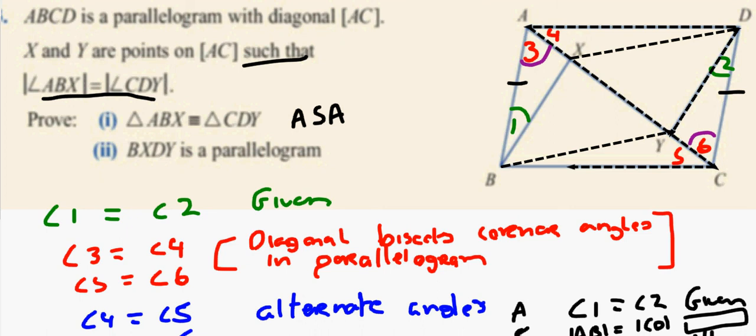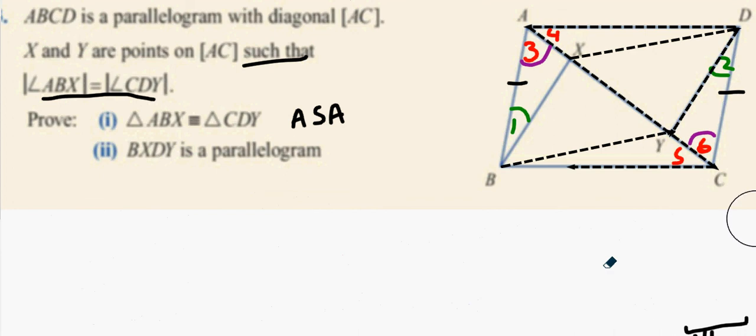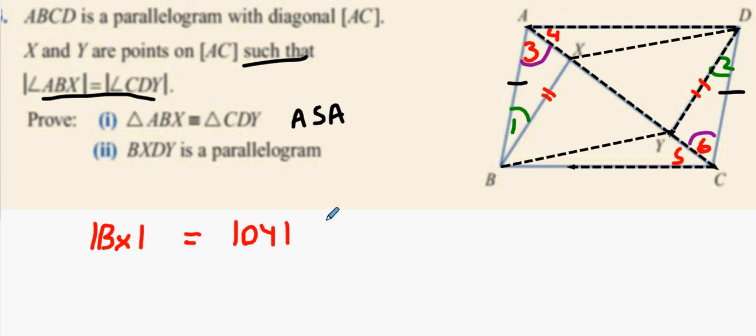Now, what we already proved was that ABX and CDY are, what are they again? We've already proved that they're congruent. Therefore, I can use BX is the same as DY. BX is the same as DY. Reason being, what do we call it? Corresponding sides. Do you know what corresponding sides means?